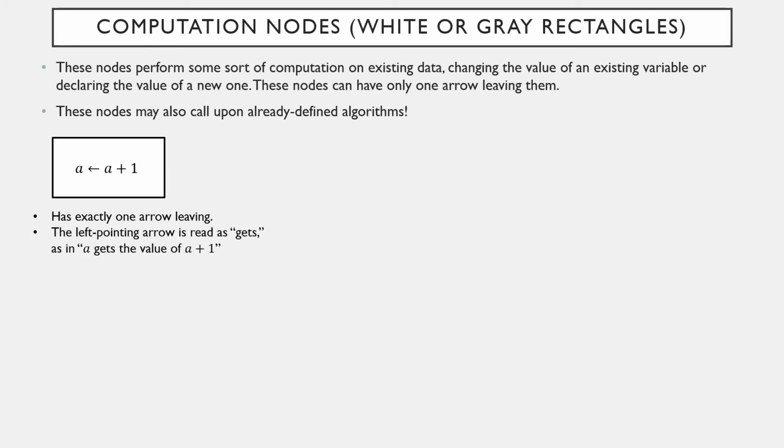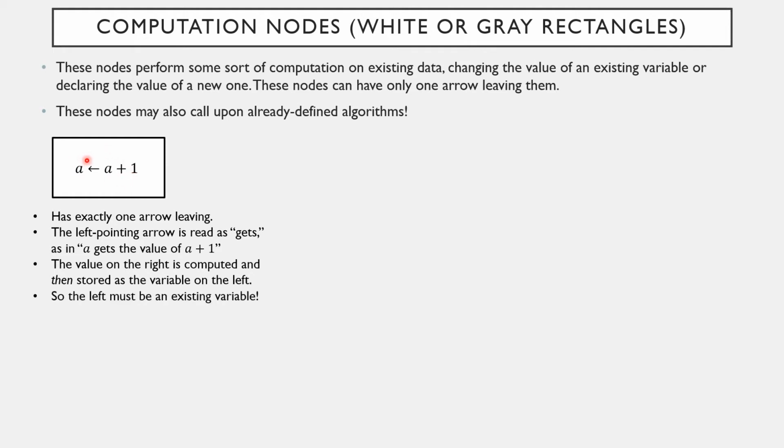The arrow inside the box, this sort of backwards pointing conditional arrow, is the gets symbol. What this tells you is a gets the value of a plus 1. The computation on the right is done first and then substituted for this name. So first compute the thing on the right and then call it that. The thing here has to be an existing variable, and everything here has to already exist as well.